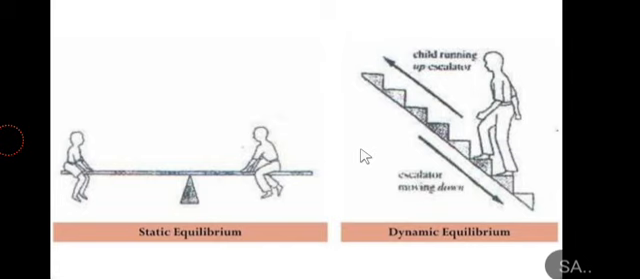Here in the physical condition, the escalator is moving downward while this child is running up the escalator. So he is moving forward while the escalator is moving downward, and this is a continuous process. You must have seen it in malls or other areas, airports. So this is the example of dynamic equilibrium. Both of these are physical phenomena that happen in our daily life.